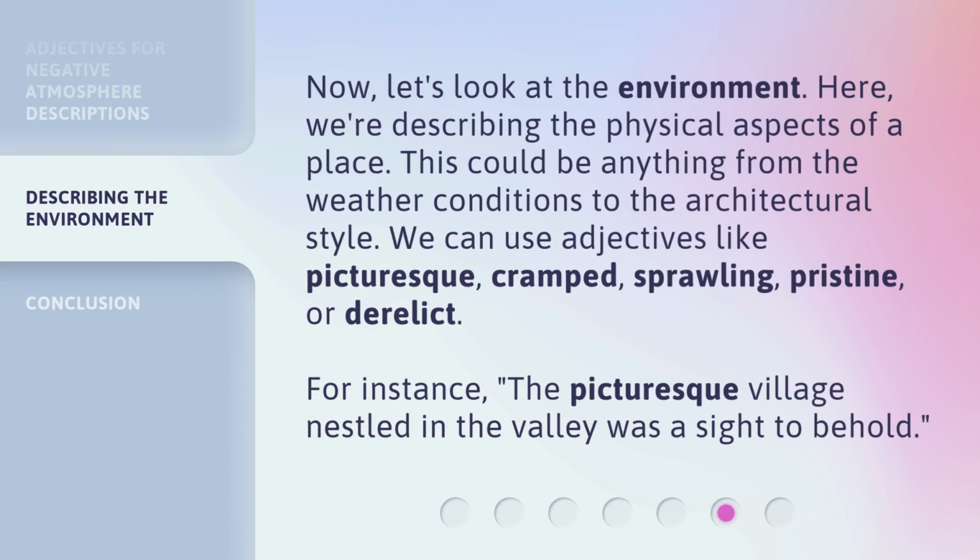Now, let's look at the environment. Here, we're describing the physical aspects of a place. This could be anything from the weather conditions to the architectural style. We can use adjectives like picturesque, cramped, sprawling, pristine, or derelict. For instance, the picturesque village nestled in the valley was a sight to behold.